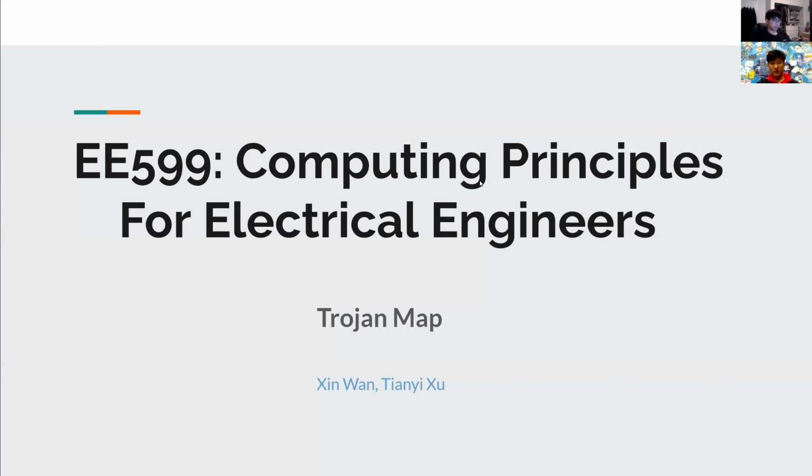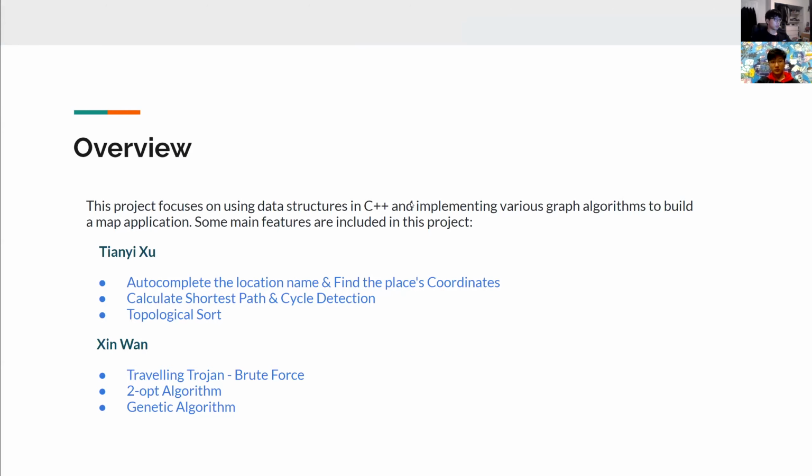Build a map application based on STL data structure and graph search algorithms, performing various functions like positioning and route planning. Some main features are included in this project. My partner Tianyi implemented these parts, which are autocomplete the location name and find the place coordinates, calculate the shortest path, and cycle detection and topological sort. And I implemented the 3 algorithms for the traveling children part, which are brute force, 2-OPT algorithm, and genetic algorithm. Next, Tianyi will introduce the parts that he implemented.